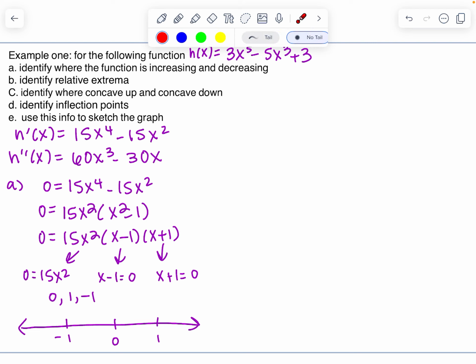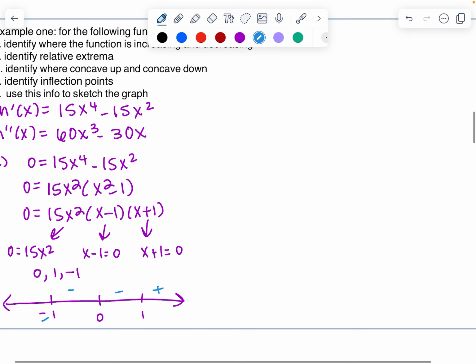So if I plug in positive 2 here, I get a positive times a positive times a positive. Let's say I plug in a half: positive, negative, positive. So I plug in -1/2: positive, negative, positive, so a minus sign. And then -2 would be positive, negative, negative, so positive. So this is my little line test.